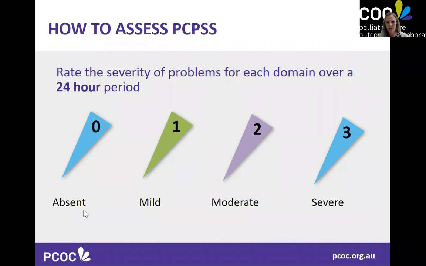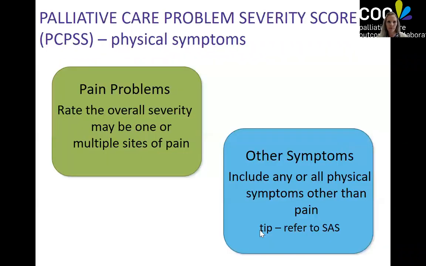0 is absent, so there's an absence of problems. 1 is mild, 2 is moderate problems, and 3 is severe. You should also use your scores to help inform your response to the person's problems. For example, if you've scored 3, severe, that means you need to do something urgently in order to respond to that problem. Here are the physical symptoms.